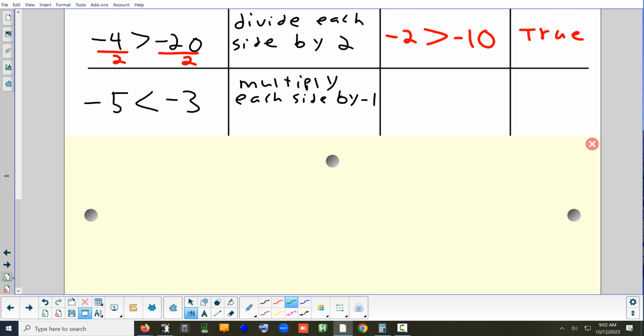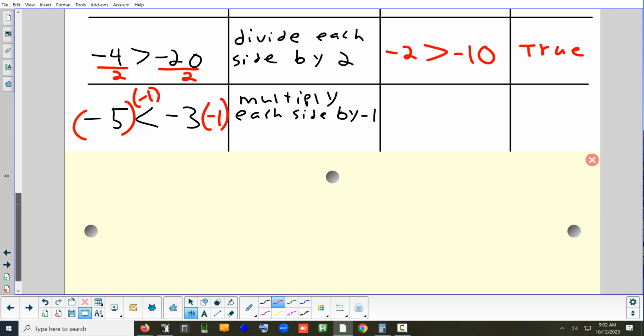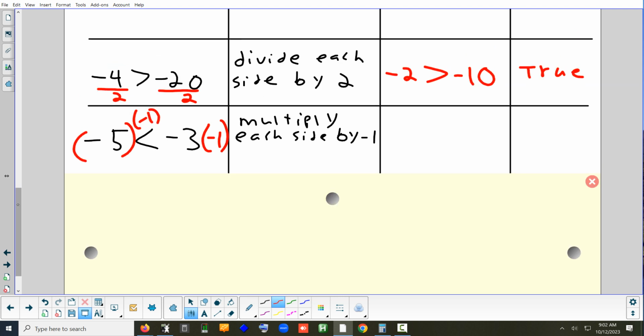Okay. Now it says to multiply each side by negative 1. So we're going to do times negative 1, times negative 1, and let's see what happens. What do you get on the left side if you multiply by negative 1? 5. We've got our less than symbol. And what do you get on the right side if you multiply by negative 1? 3.